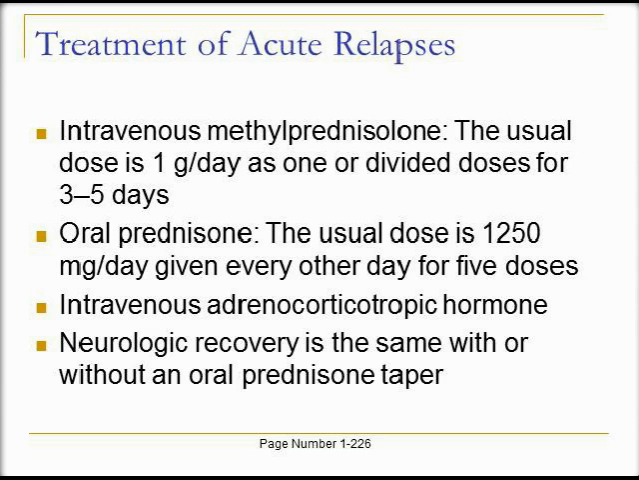Okay? And then we have IV ACTH, which is mainly, when we've used that recently, it's been when we haven't been able to get methylprednisolone, but it is a possible agent as well. A lot of times people want to know, should we do a prednisone taper after one of these therapies? There actually is a study that addressed that, and they found there was no difference in recovery time or relapses with or without the taper, so you can do either.